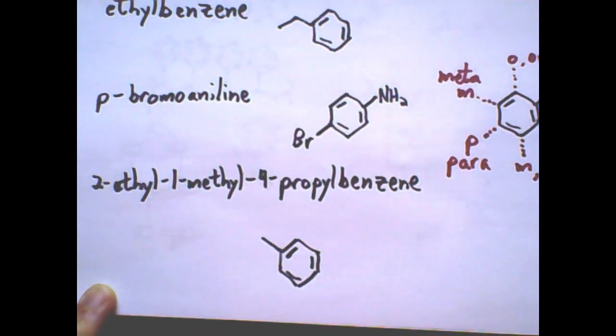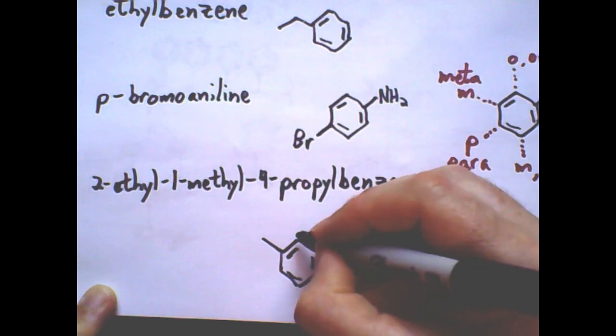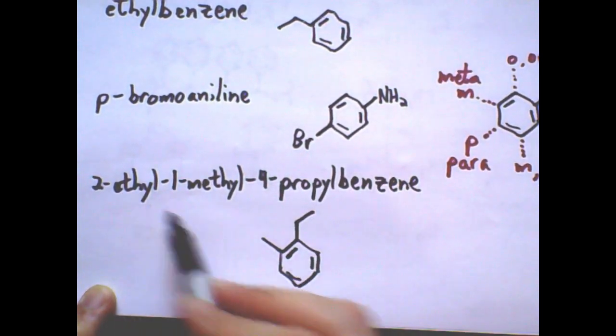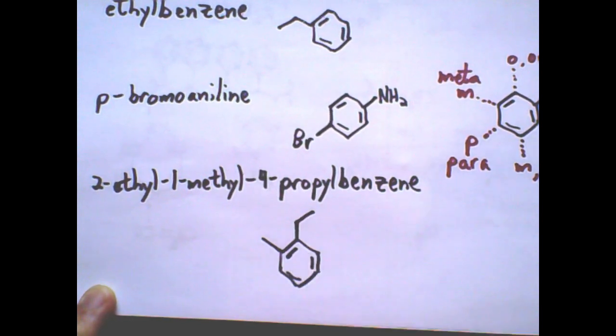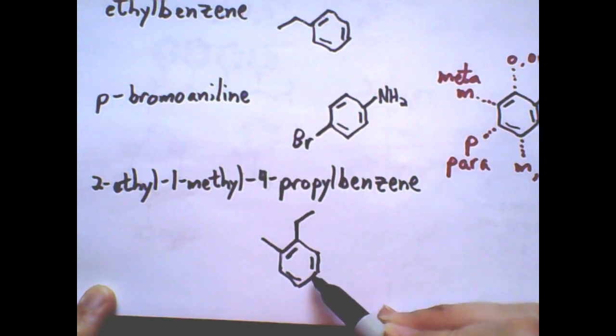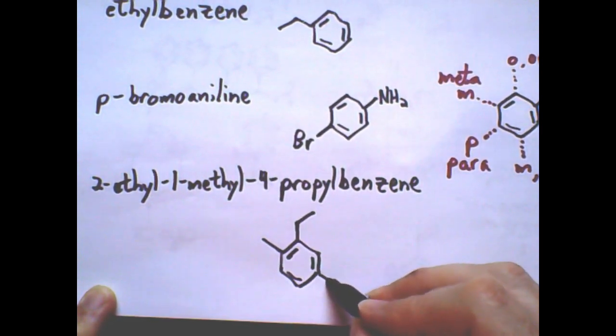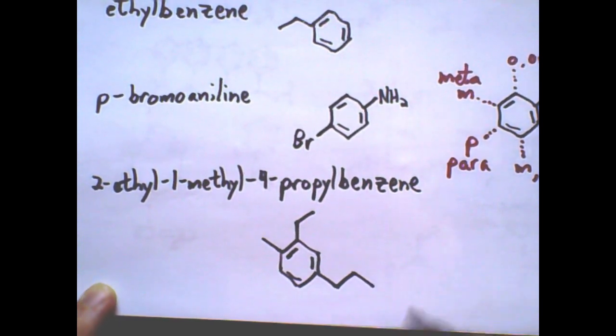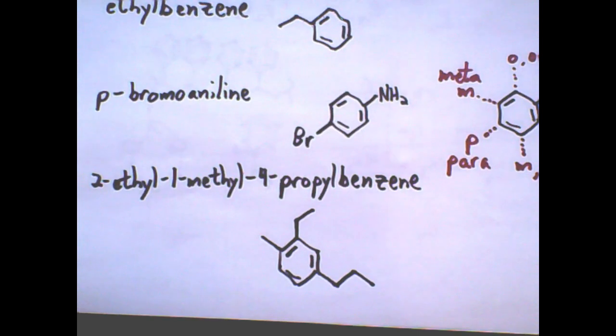2 is ethyl. Well, which way do I want to go? I'm going to go up. I'm going to go around clockwise. Add the ethyl group, 2 carbons at 2. Then I continue around, 3, 4. Propyl, 1 carbon, 2 carbons, 3 carbons. So now I've completed this.